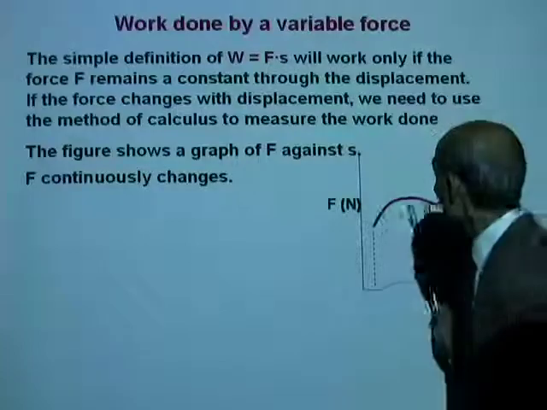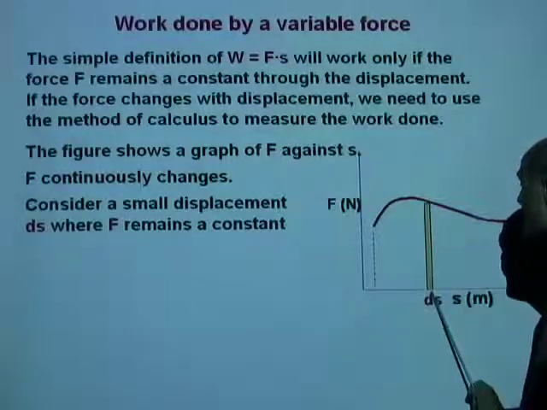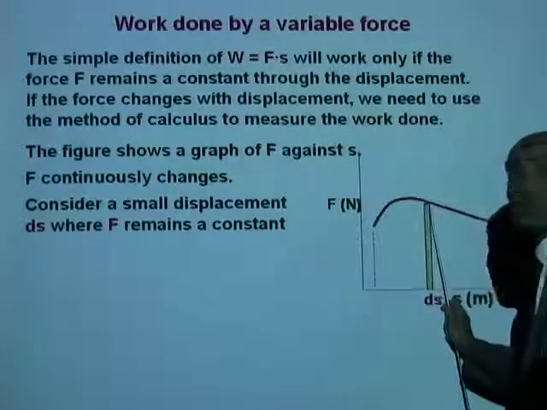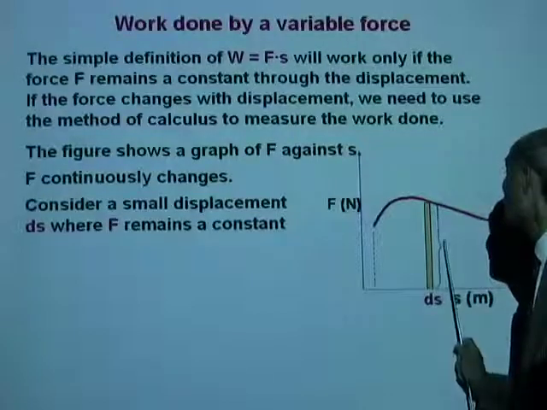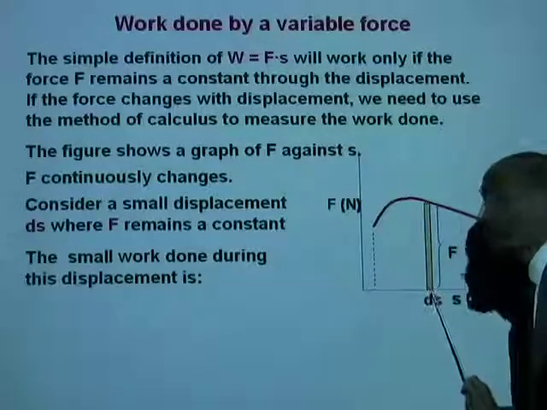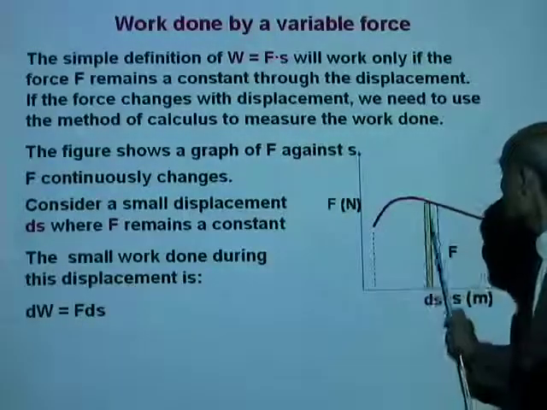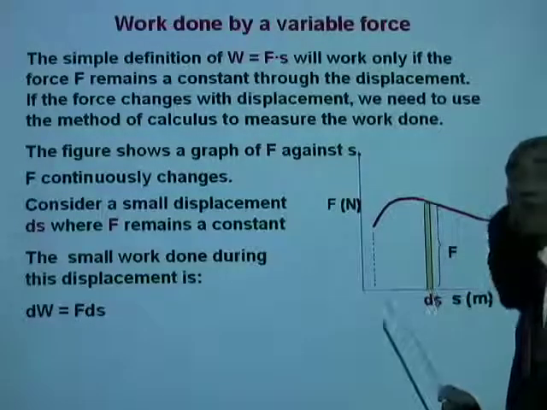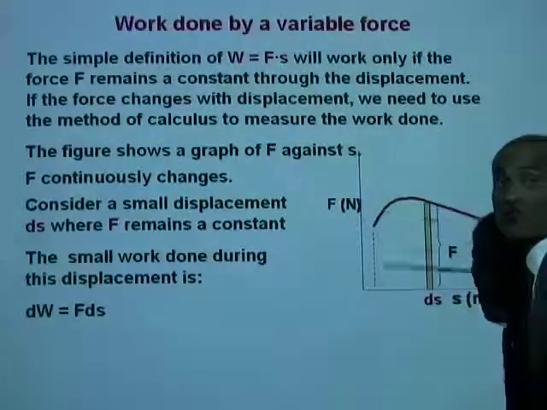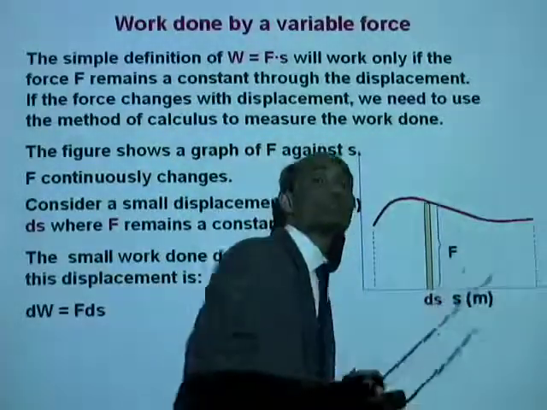Now, we have a neat way to interpret this. Consider a small displacement ds here, and when the displacement is very small, we can imagine that during that displacement the force F will remain a constant. And therefore, the work done for this very small displacement can be written as dW equal to force multiplied by that small displacement. And we can do that all over under this graph and then add up all those small dWs. That will give you the work done.